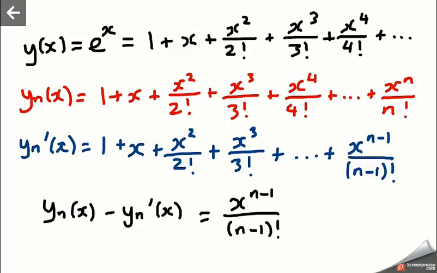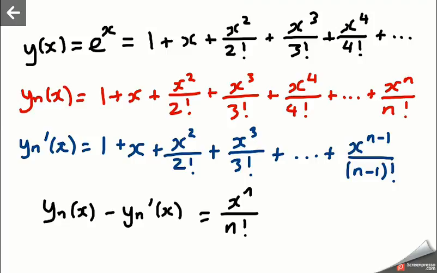No, that's wrong. yn of x minus yn prime of x is going to be equal to that guy there. That's the one that's going to remain. All the rest of them will cancel off. So it's going to be equal to x to the power of n divided by n factorial.